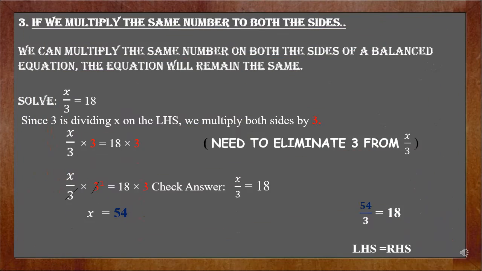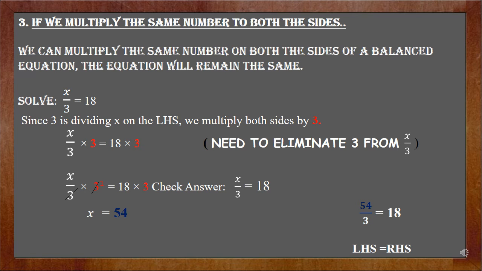Principle 3. We can multiply the same number on both the sides of a balanced equation. The equation will remain the same. Solve x by 3 equals 18. We have to eliminate 3 from x by 3. Since 3 is dividing x on the LHS, we multiply both sides by 3.